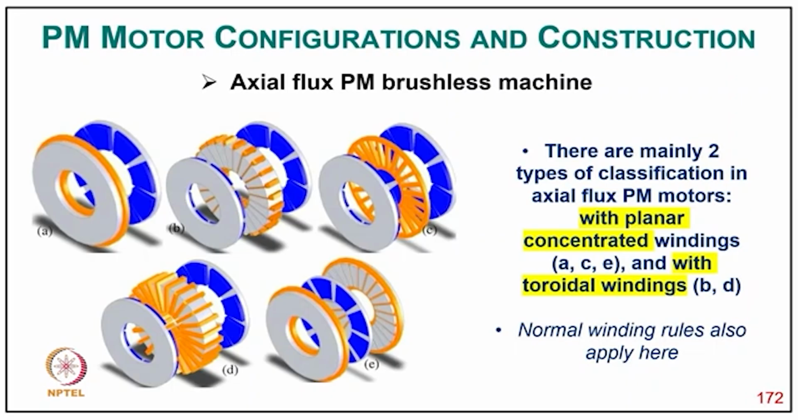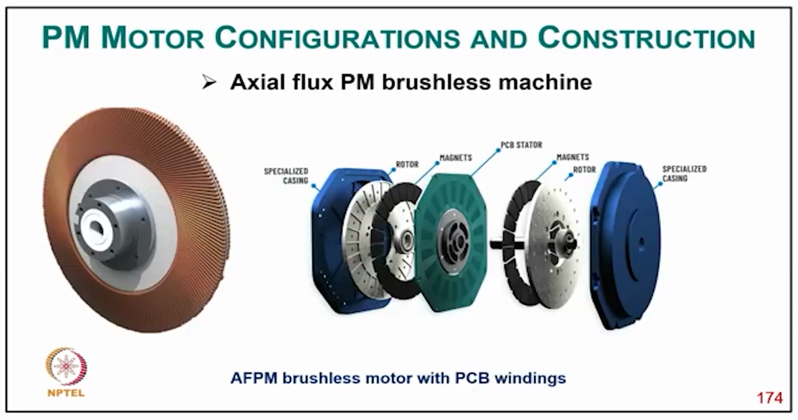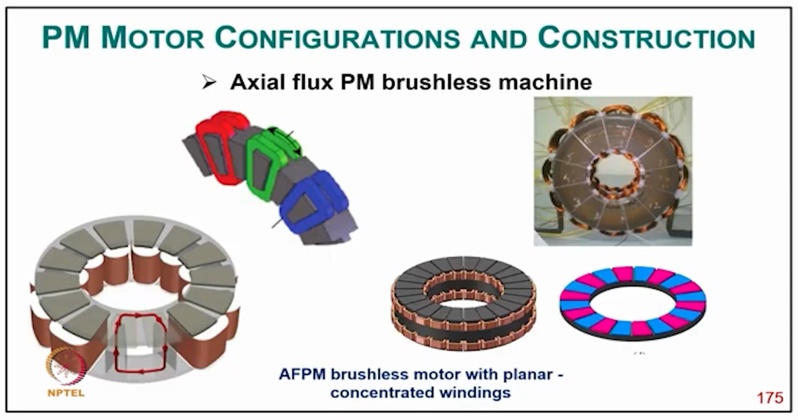And normal winding rules also apply here. So, you can see how the winding is physically there in axial flux magnet machines, and the animated portion with the winding, and typically the different parts. Then the disc axial field motor with the PCB, very low-profile PCB motor winding, and the motor with the planar and concentrated winding.